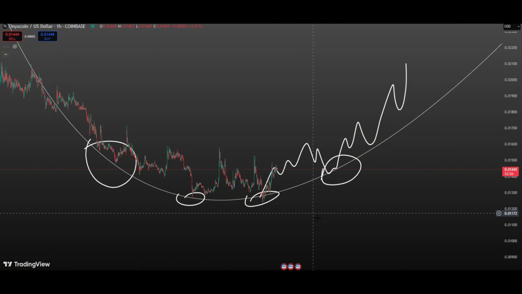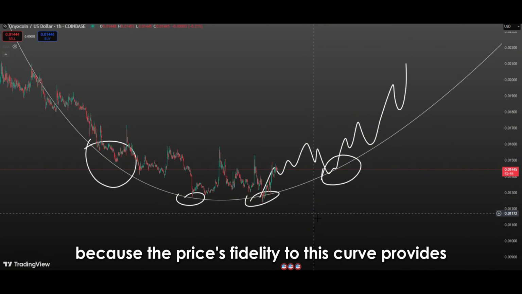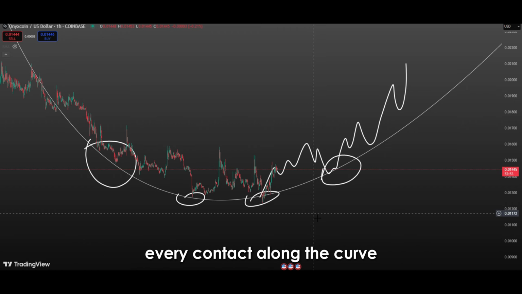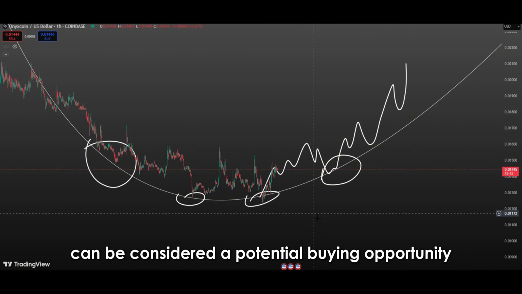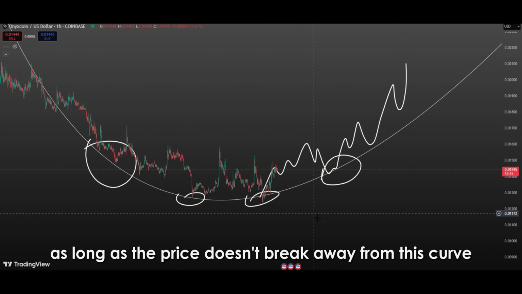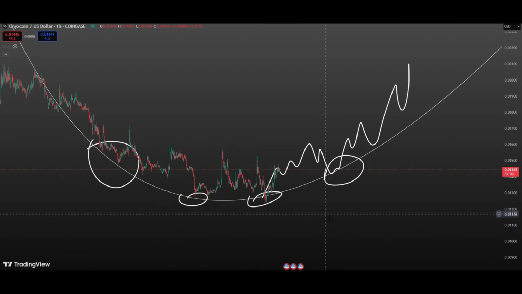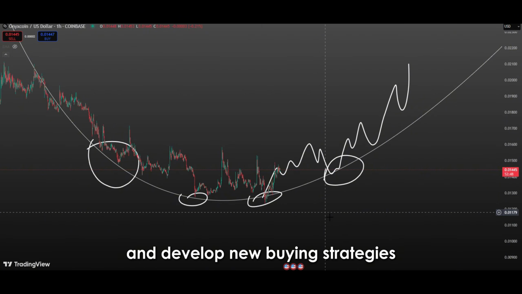For traders, such structures are very valuable because the price's fidelity to this curve provides important information about the stability and health of the trend. Every contact along the curve can be considered a potential buying opportunity. As long as the price doesn't break away from this curve, there is a high probability that the uptrend will remain intact. This allows traders to confidently hedge their positions and develop new buying strategies.